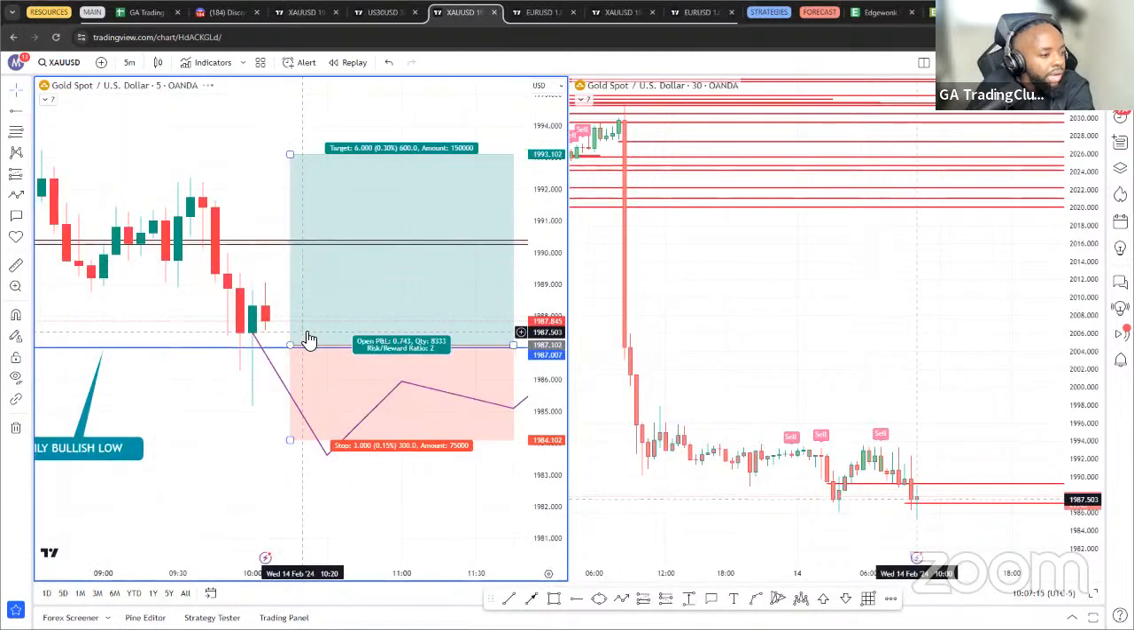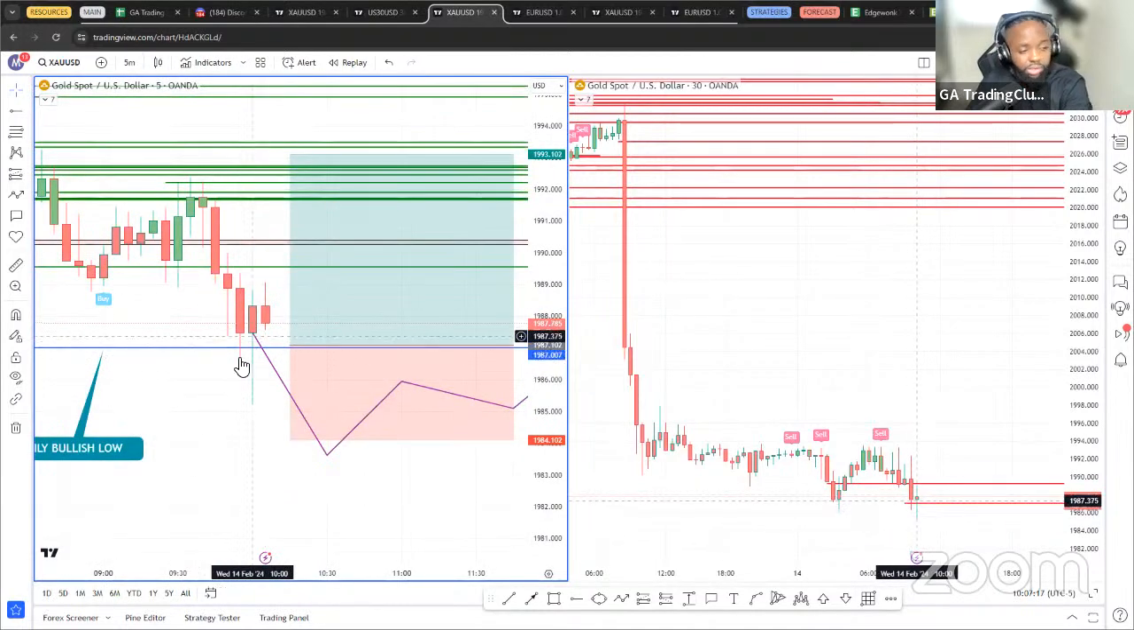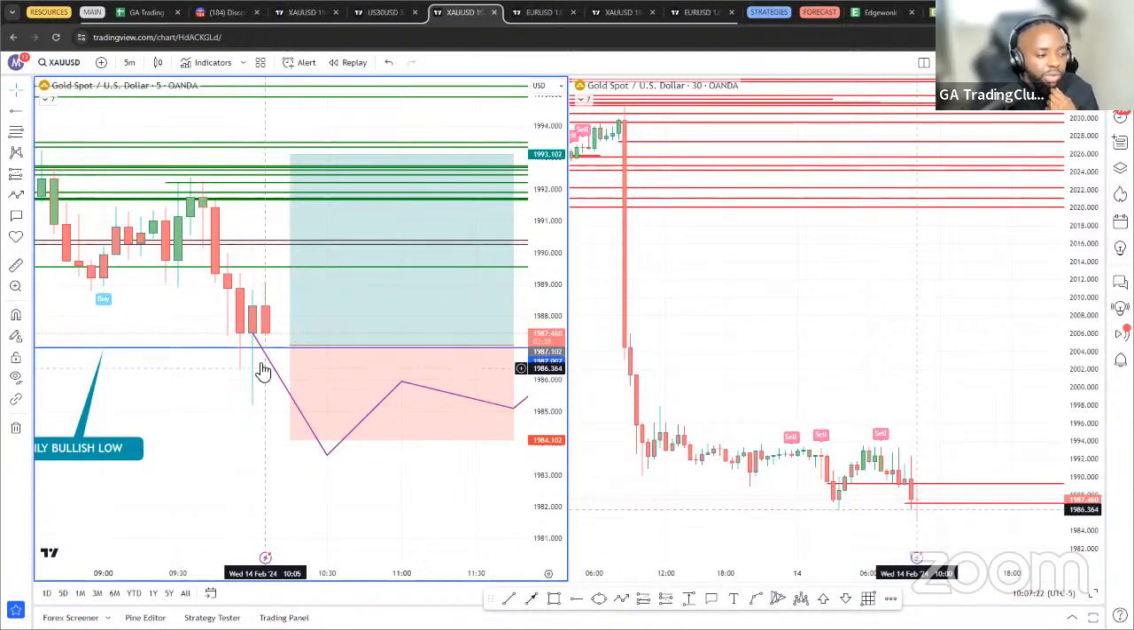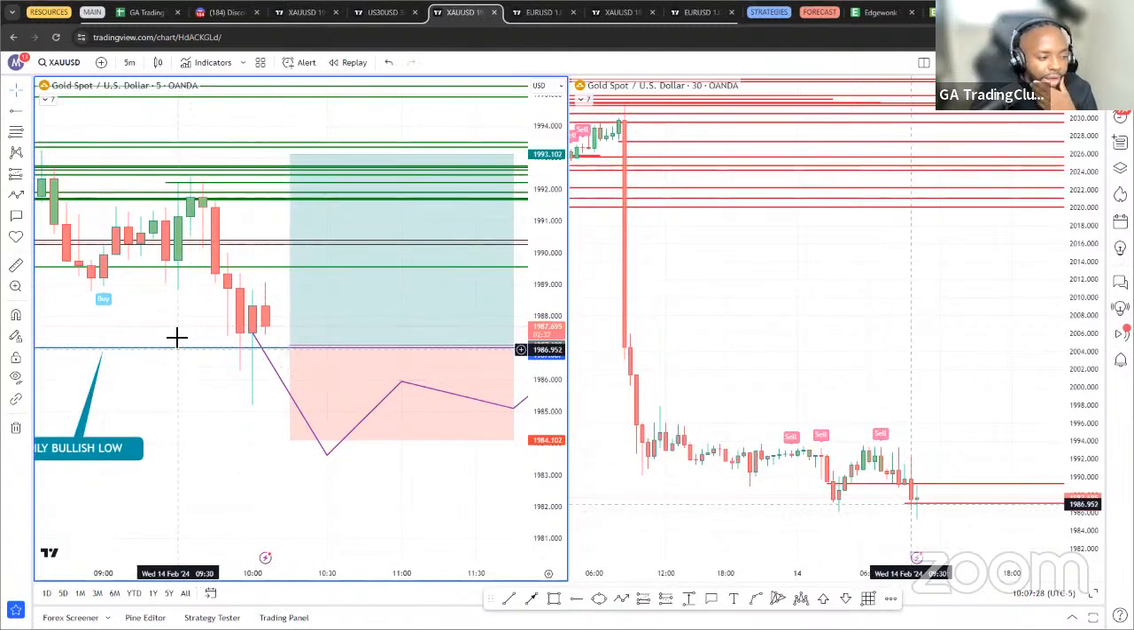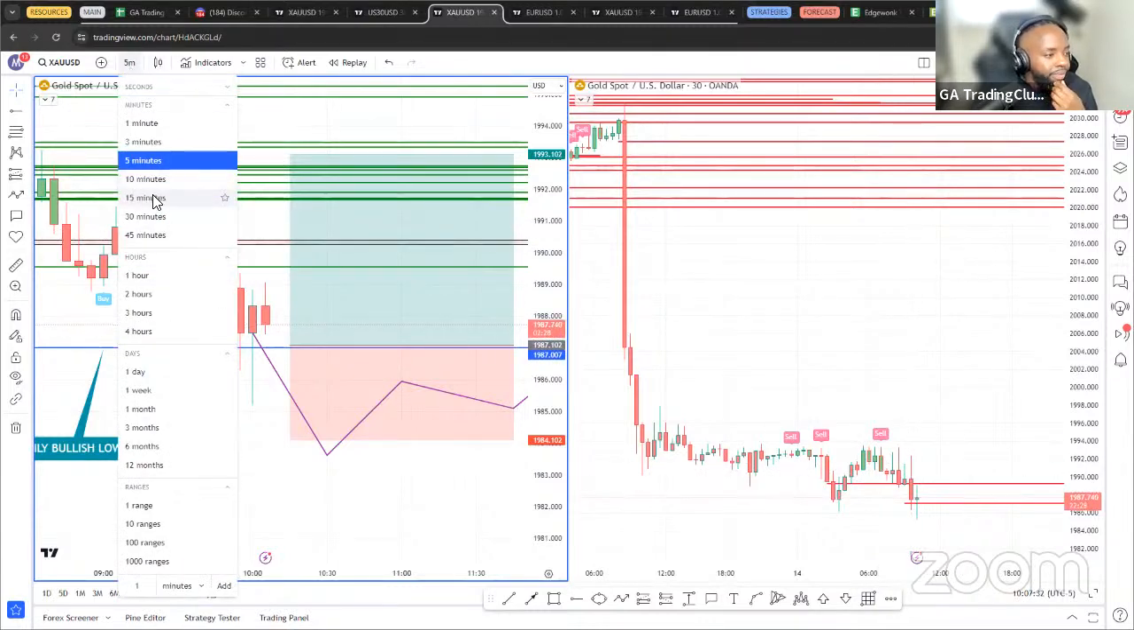We should start having, yeah. So this is what I want to start seeing, right? Higher highs on the 5 minute time frame as well. So we want this downtrend to start switching to an uptrend in order to get that momentum to drive price up.